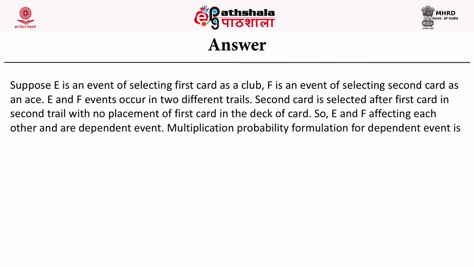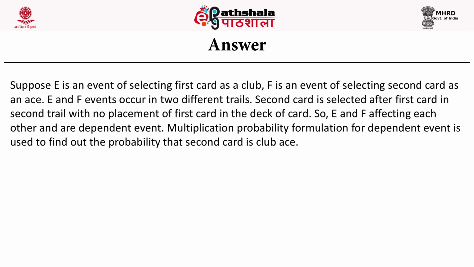Suppose E is an event of selecting the first card as a club, and F is an event of selecting the second card as an ace. E and F events occur in two different trials. The second card is selected after the first card in the second trial with no replacement of the first card in the deck of cards. So E and F affect each other and are dependent events. The multiplication probability formulation for dependent events is used to find the probability that the second card is a club ace.